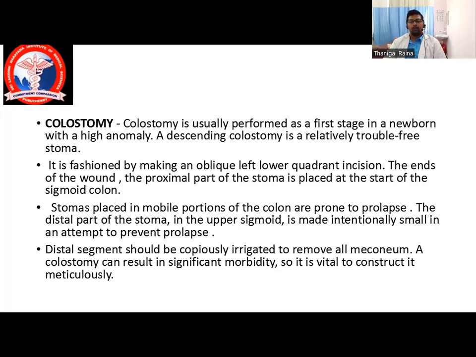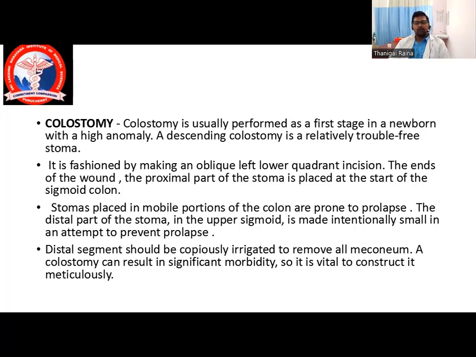So, how will you do colostomy? The colostomy is usually performed as a first stage. If a baby is suspected of having a high anomaly, a descending colostomy is relatively trouble-free. The stoma is fashioned by making an oblique left lower quadrant incision. At the edge of the wound, the proximal part of the stoma is placed at the start of the sigmoid colon.